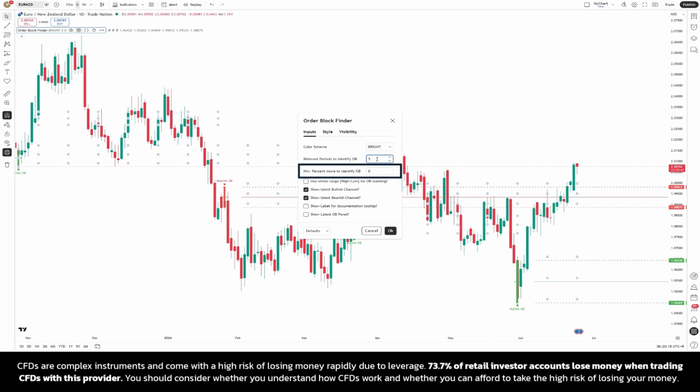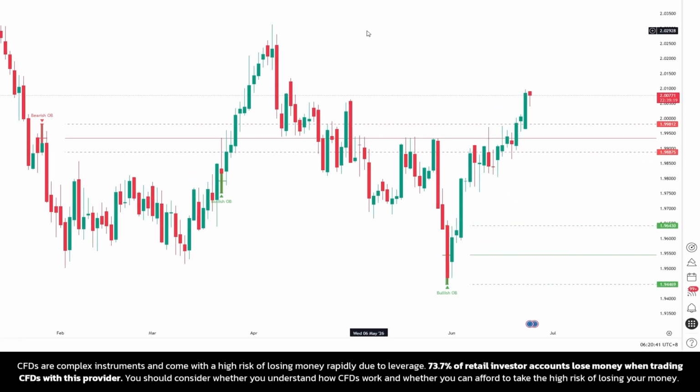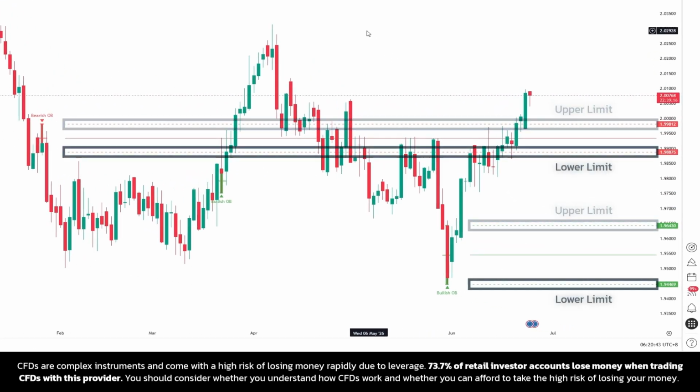The percent move threshold adds another layer of filtering. It requires the move after the potential order block to reach a minimum percentage change before the zone is considered relevant. This can help reduce weaker areas where price moved only slightly after the candle. The threshold may need to be adjusted depending on the time frame, because higher time frames usually produce larger percentage moves than shorter intervals.